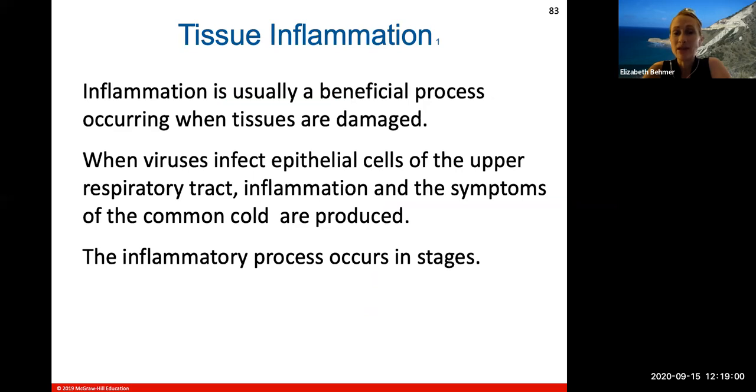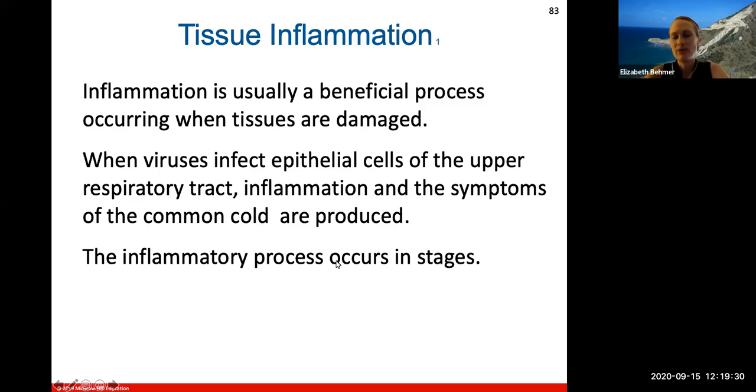Tissue inflammation. Inflammation is usually a beneficial process that occurs when tissues are damaged. And that's because inflammation will attract things to the site of damage to help fix it. So when a virus infects epithelial cells of your upper respiratory tract, like a cold, inflammation and the symptoms of the common cold will be produced. And those symptoms are produced to help get rid of that virus.